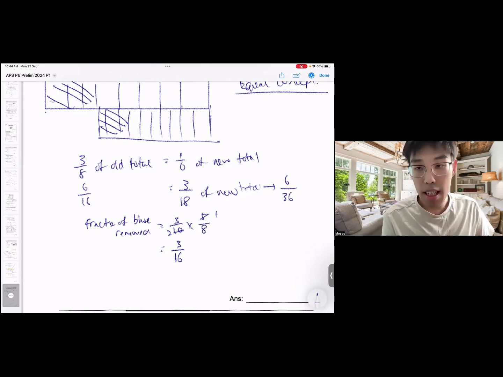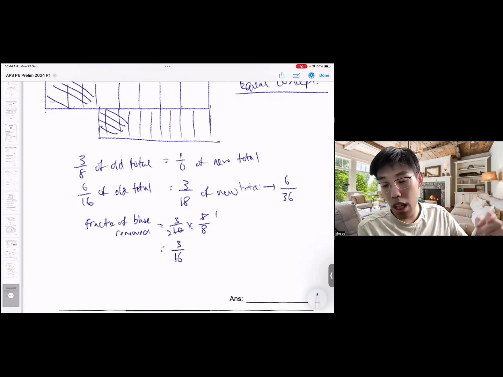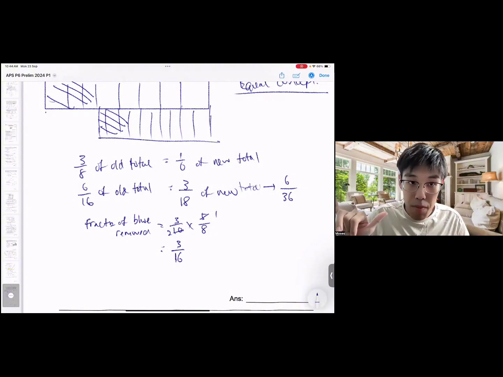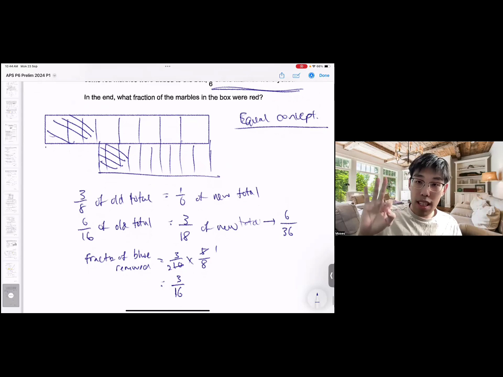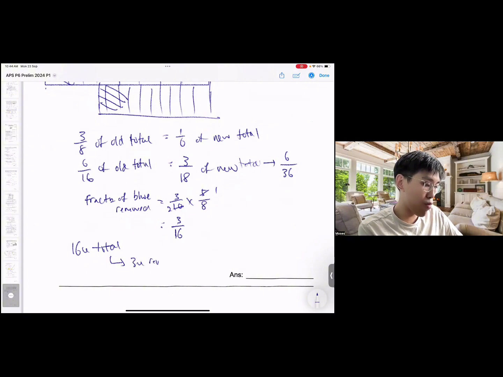So what does this mean? This is a very interesting analogy by now. Okay, I'm going to pop out the rest. So if I were to reinstate the whole story again, that means if the whole total is 16 units, okay, 6 units is the yellow, 3 units are being taken out, and red marbles are added in, such that it will end up to become 36 units. Okay, so let's have a look at what's going on. So 16 units total, then 3 units removed.